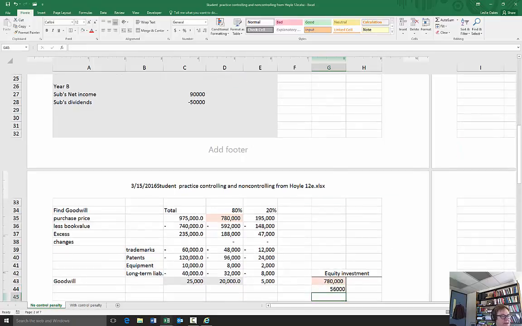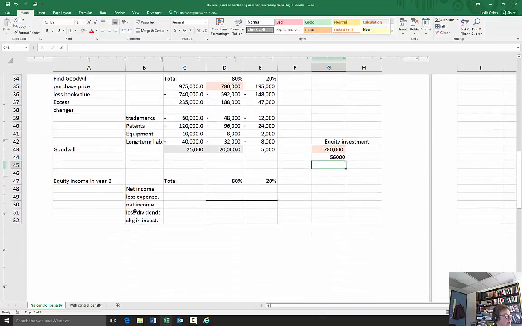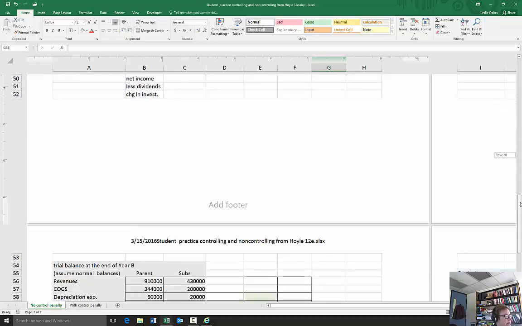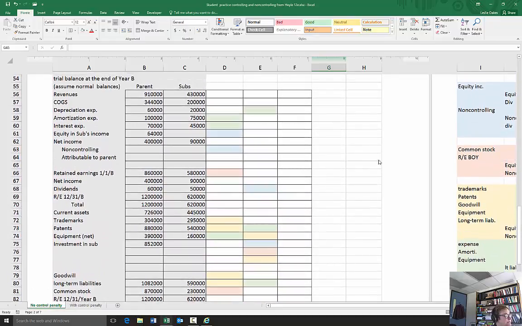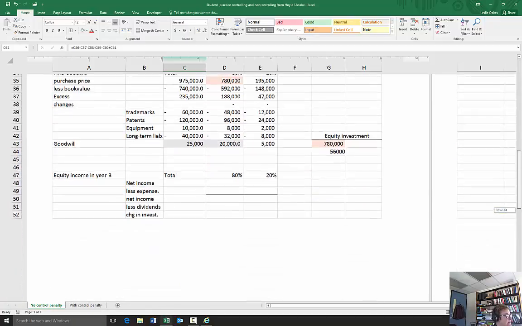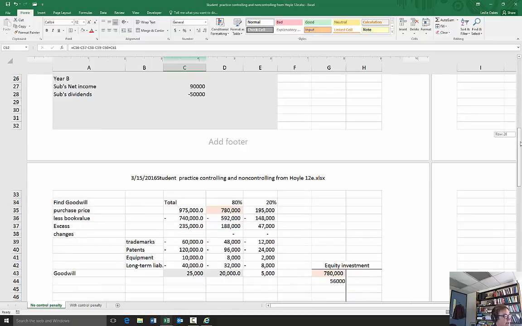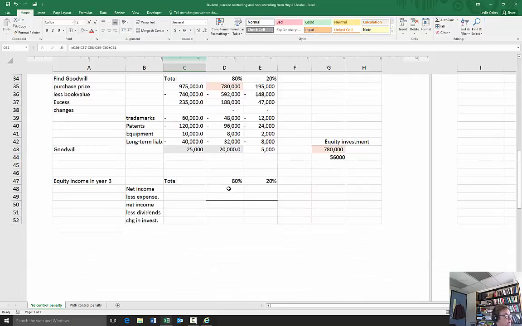So we're going to add 56. And then let's look down here at the equity income. Now, where are we going to find total income for the sub? Let's look down here. It says that total income for the sub, before it's been divided between non-controlling and attributable to the parent, is 90,000. We also had that information up above, I think. Yeah, here, 90,000 and 50,000 in dividends. So 90,000.